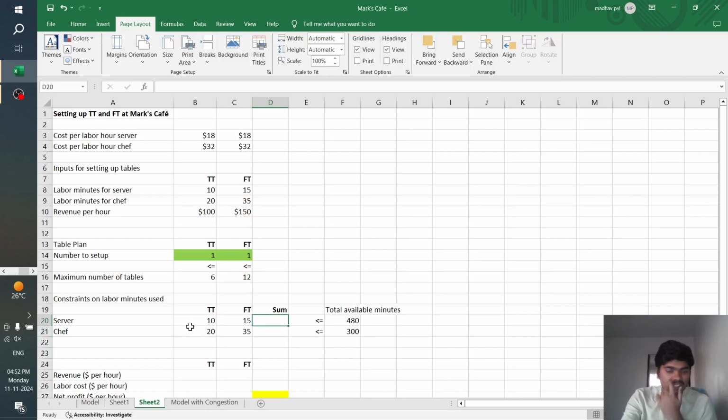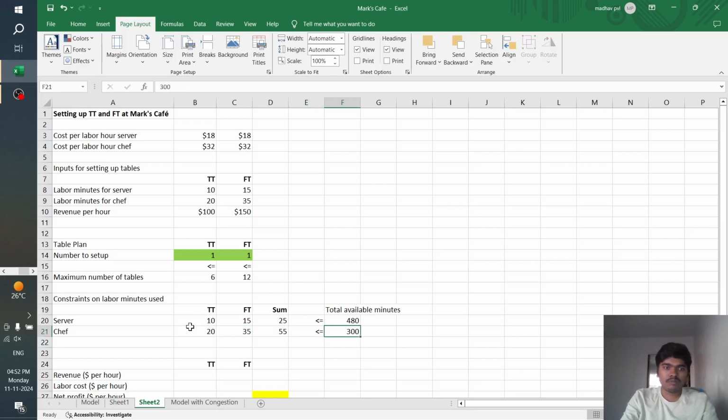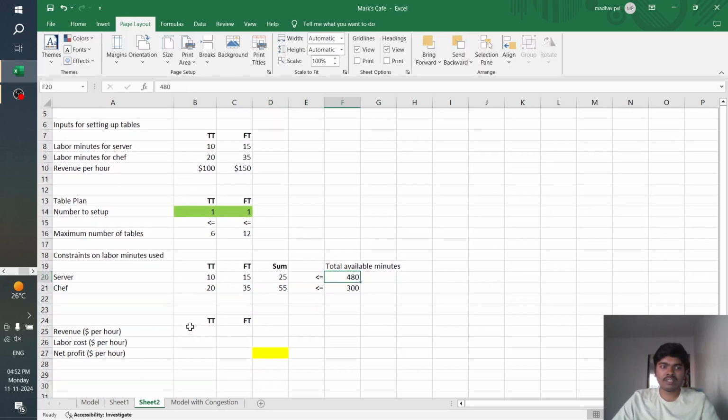We sum both because we need to check that constraint. So here we calculated the number of minutes. If we have two tables, it will turn into this; if we have three tables, it will convert into this. This is how it works.